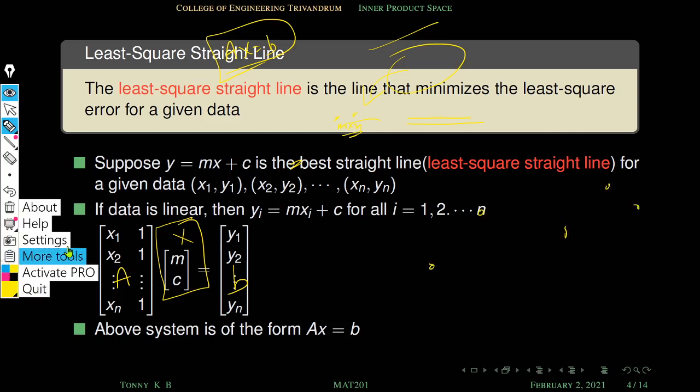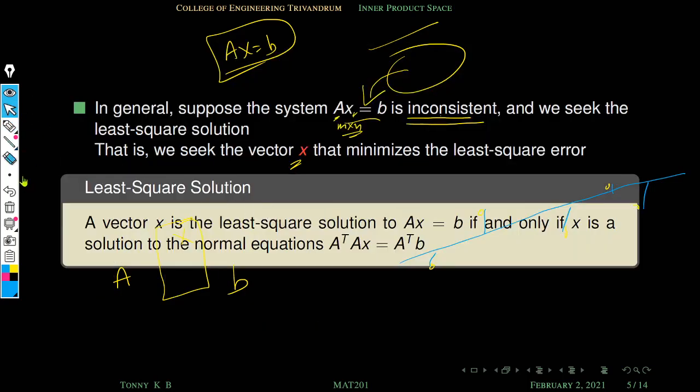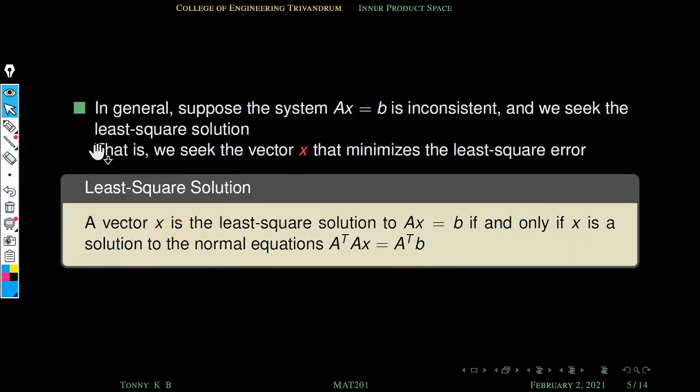Suppose we get the best m and c. Best m and c കിട്ടിക്കഴിഞ്ഞിട്ടുണ്ടെങ്കിൽ that is the best straight line which minimizes this error. ഈ error minimize ചെയ്യണ best straight line corresponding to that best m and c. Okay. So അതിനെ generalize ചെയ്ത problem ആണ് നമ്മൾ ഇവിടെ കാണുന്നത്. So that is, we seek the vector x that minimizes least square error.